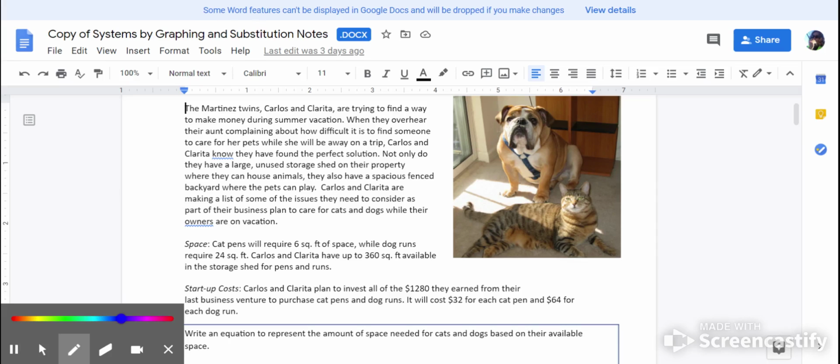Today we're going to look at graphing systems of equations and also go back and look at what we did on Friday, which was solving systems of equations by the substitution method. So we start here with the Martinez twins.